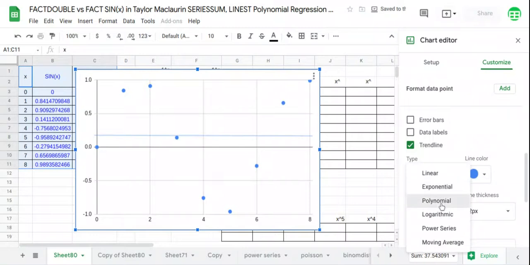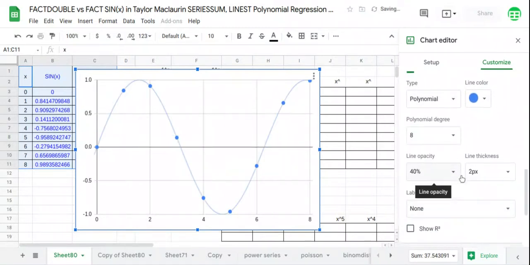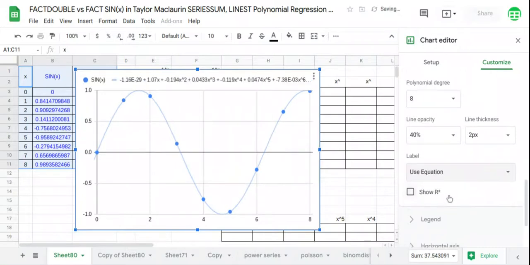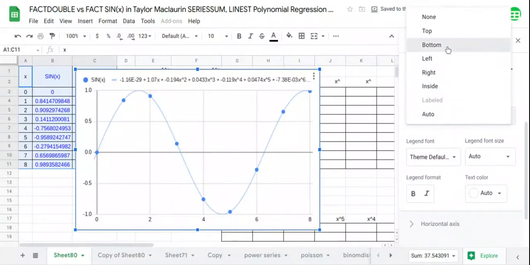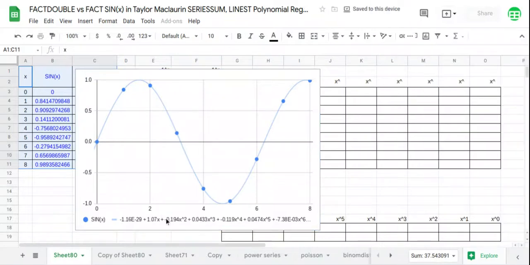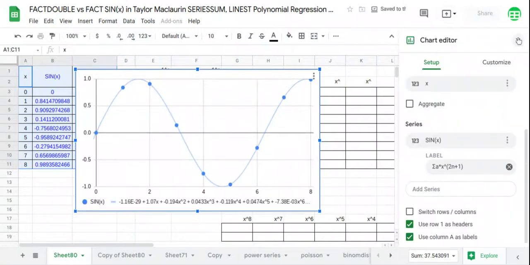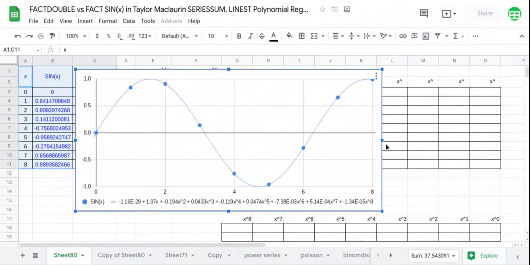The type, polynomial. The degree, 8. For the label, use the equation. And the legend, position at the bottom. Here's the trend line and polynomial of sine. So next we calculate the expansion.